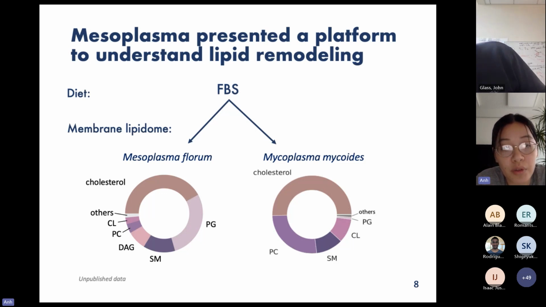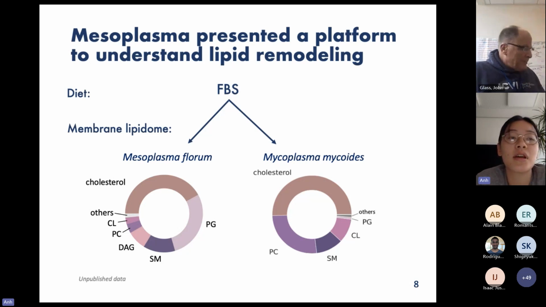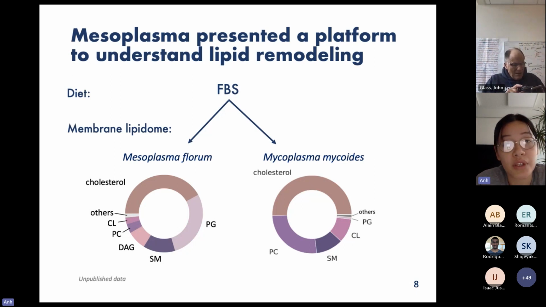While Mesoplasma florum uses more PG and DAG, Mycoplasma is using way more PC, sphingomyelin, and cardiolipin. Well, what does this actually suggest? It suggests that these two organisms, even though they are relatively closely related, have different genetic backgrounds and settings that are forcing them to have completely different lipid membranes.